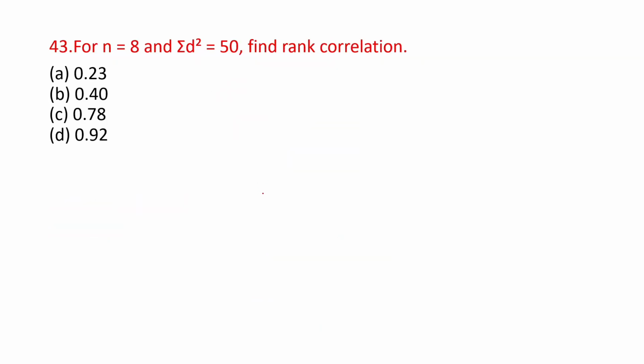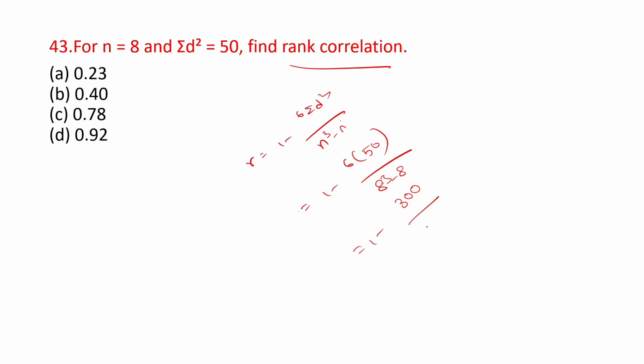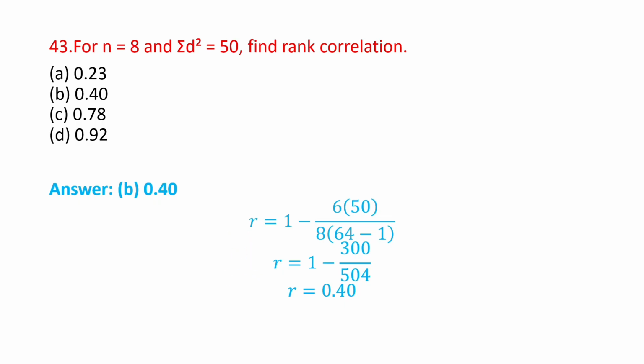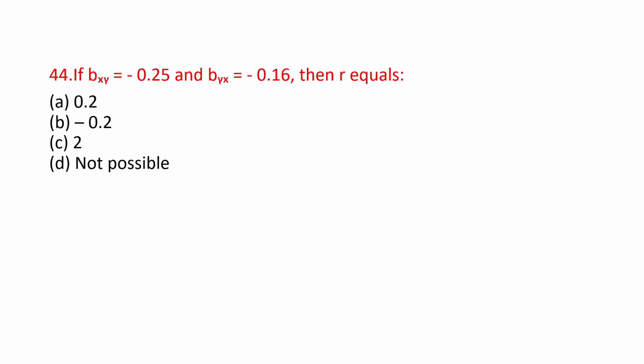From n value and ranks given, we need to find the rank correlation: 1 minus 6 summation d square by n cube minus n. 1 minus 6 summation d square by 8 cube minus 8, 1 minus 300 by 504, simplification. Answer is B. Answer is D.